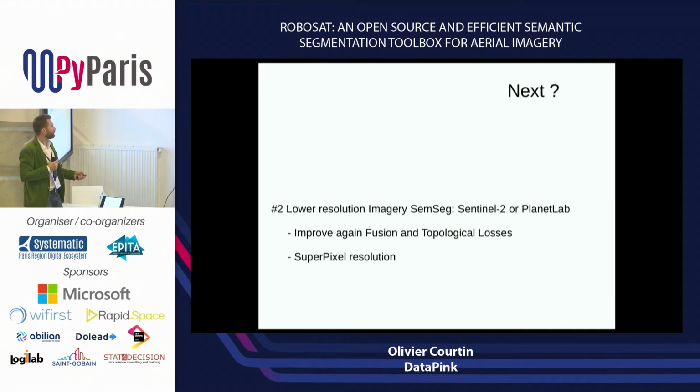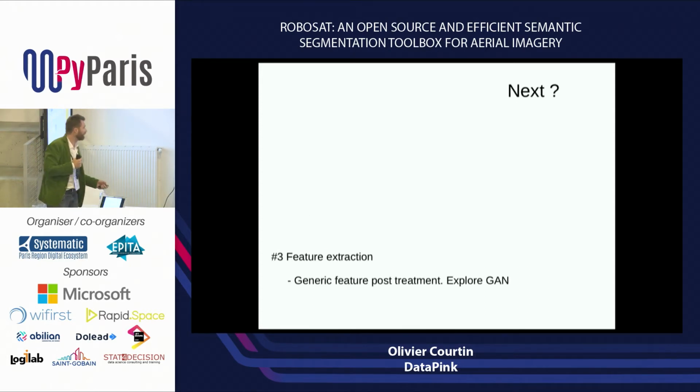On the resolution, we know we can improve again the topological and fusion process. As an input, there is also super-resolution, which can also help as an input for lower resolution imagery. And for feature extraction, Robosat right now provides some classical tools to play with, but it will be really interesting to explore more generic ways, like GAN, for instance.